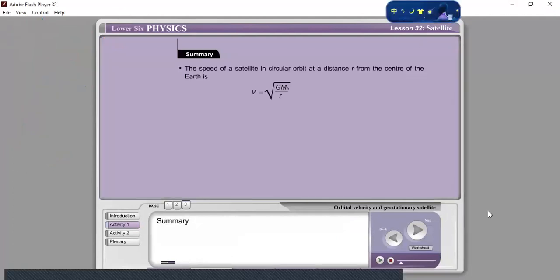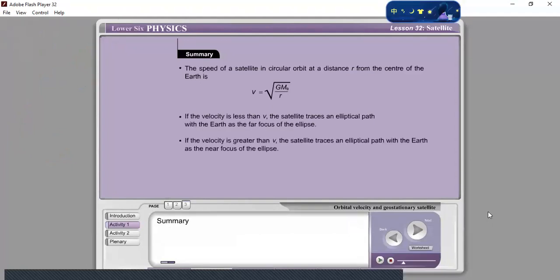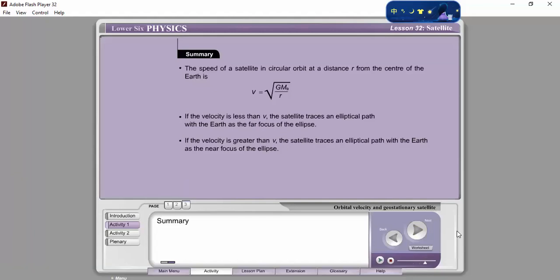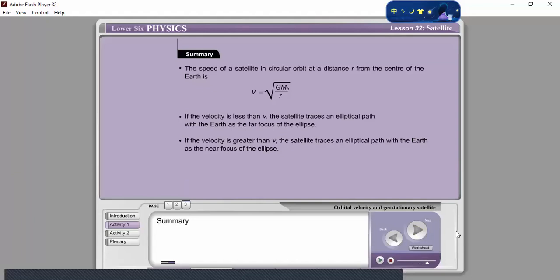Summary. The speed of a satellite in circular orbit at a distance r from the center of the Earth is v equals square root of G M_E over r. If the velocity is less than v, the satellite traces an elliptical path with the Earth as the far focus of the ellipse. If the velocity is greater than v, the satellite traces an elliptical path with the Earth as the near focus of the ellipse.